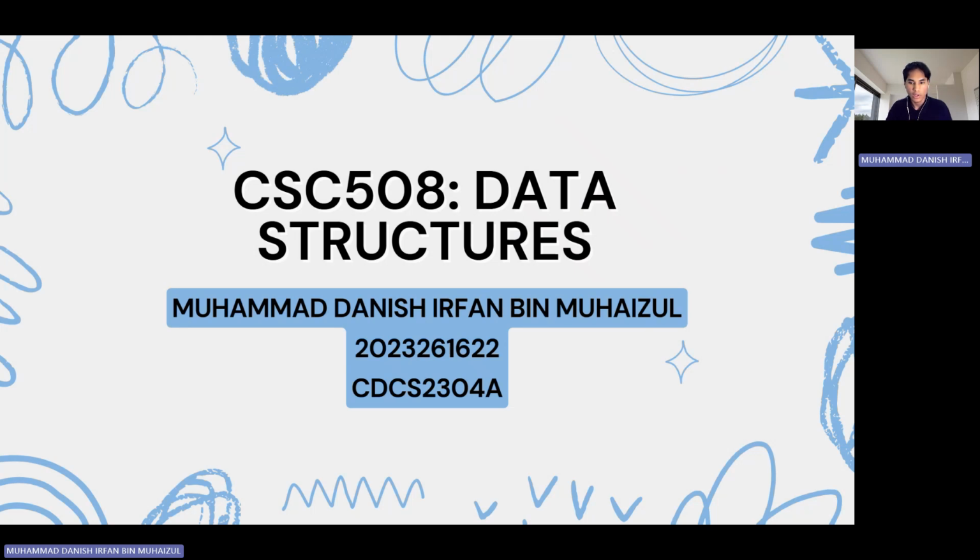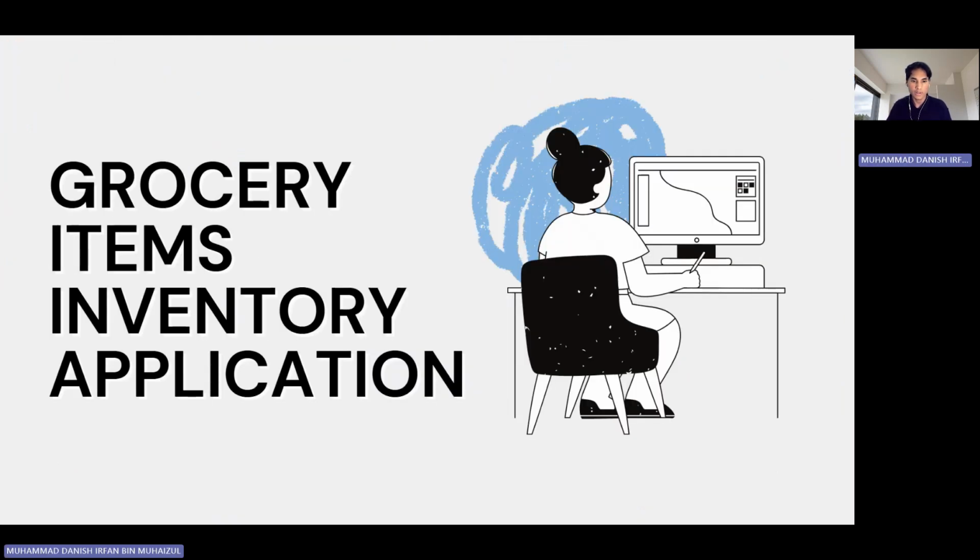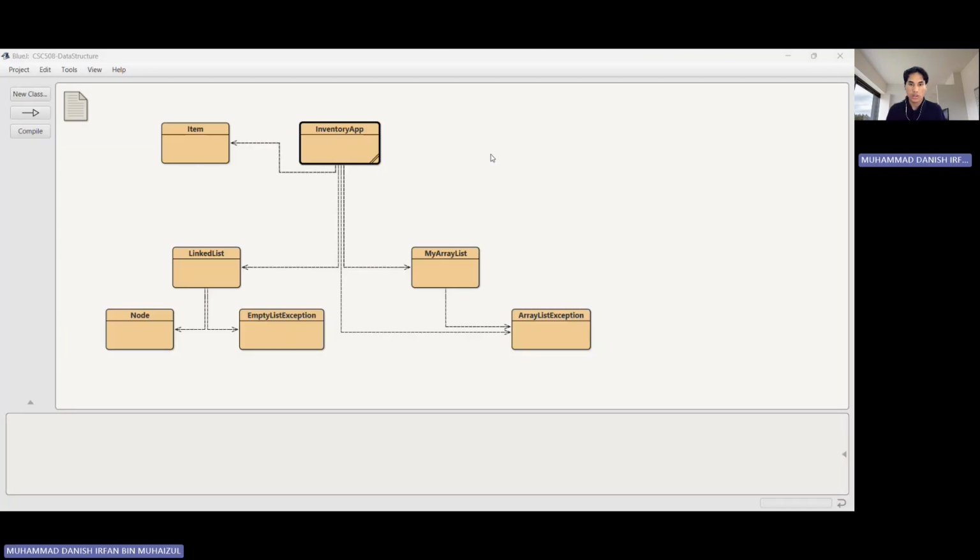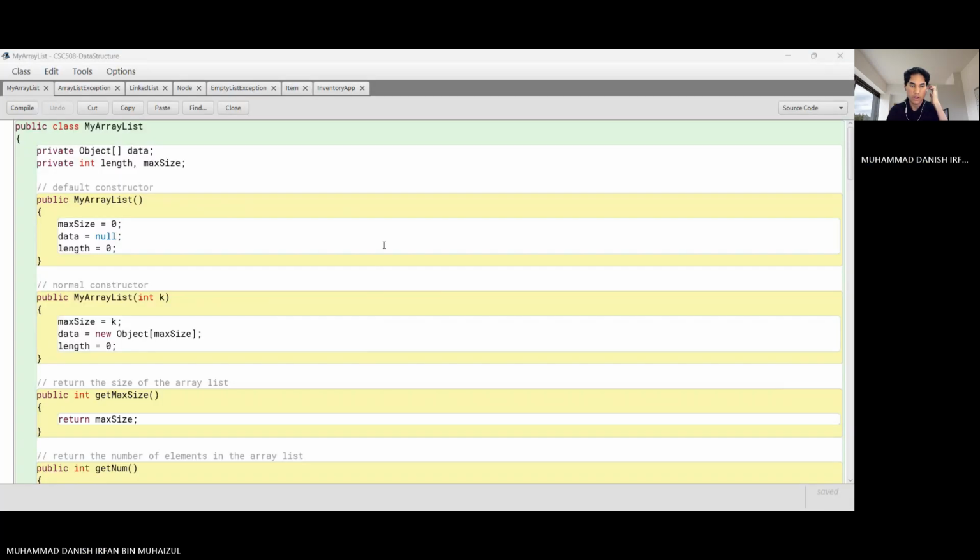2023261622. And today I'm going to present my assignment 1 for CSC 508 data structures, which is the grocery items inventory application. Here I have created 7 classes, which are the inventory app, item class, linked list class, node class, empty list abstraction class, my array list class, and array list abstraction class.